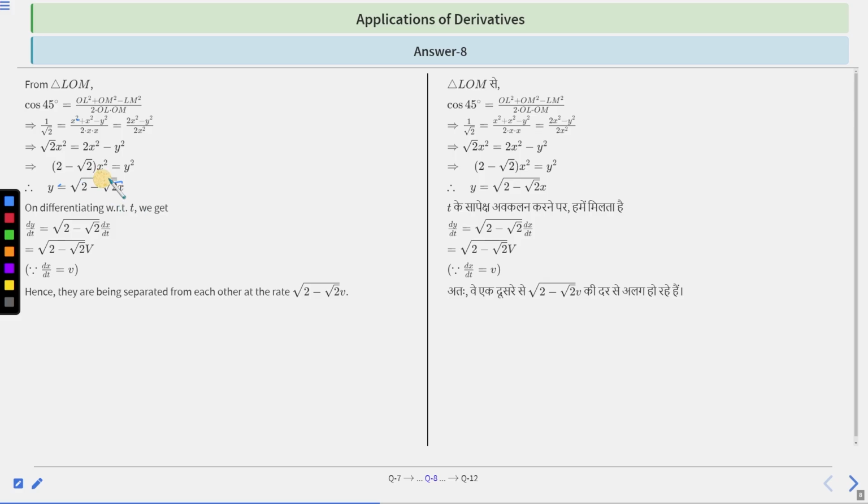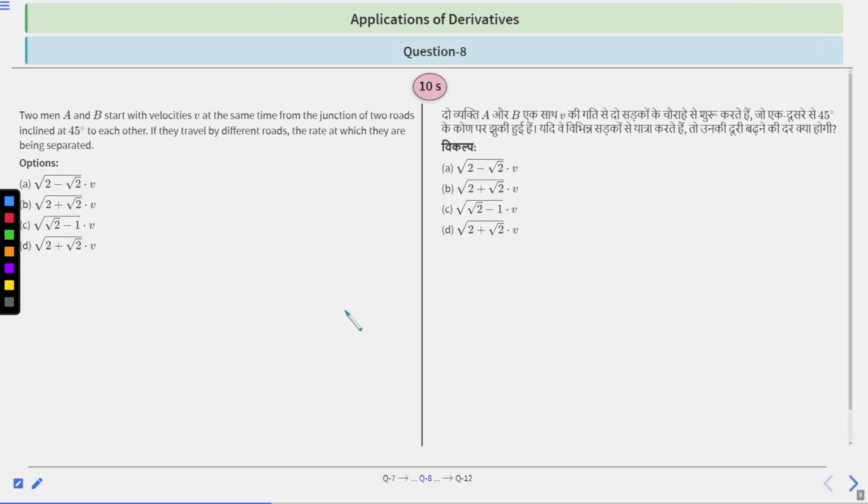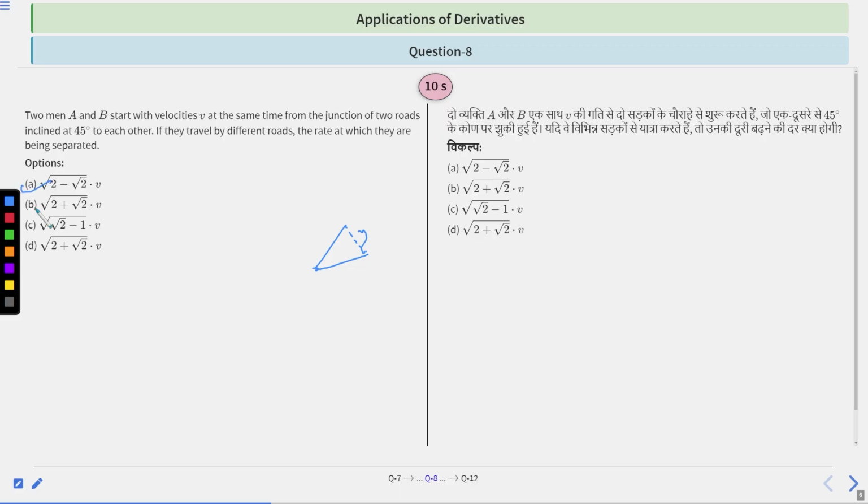So on differentiating with respect to t, we get dy by dt is equal to root over 2 minus root 2 times dx by dt. Therefore, dy by dt is equal to root over 2 minus root 2 into v. Clear? Since dx by dt is equal to v, they are being separated from each other at the rate root over 2 minus root 2 v. I think option A is the right choice.